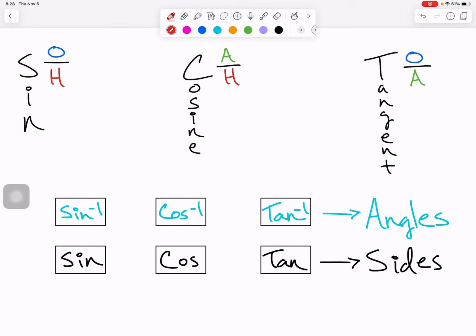SOH-CAH-TOA is the mic. SOH-CAH-TOA is the mic. Teal, inverse trig functions, go. Yes, we are stealing this little strategy tool from our head coach, Mr. Kintz. Let's rock and roll.